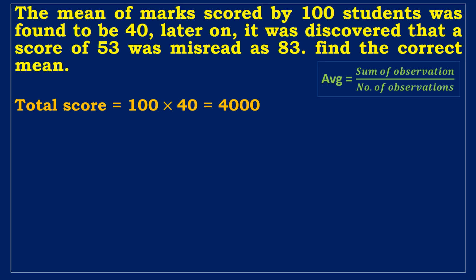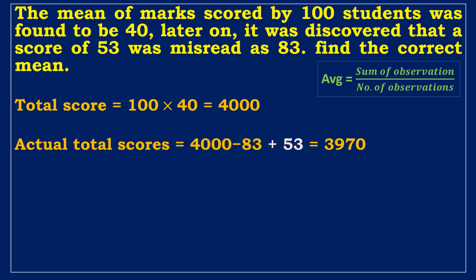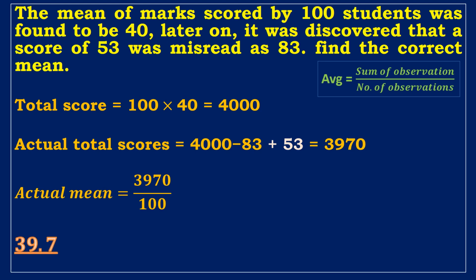First, we'll find the total of all the scores before the correction. The total score is 40 into 100, which is 4,000. Next, we'll subtract the incorrect score of 83 from the total and add the correct score of 53: 4,000 minus 83 plus 53 equals 3,970. Finally, we'll divide that number by the number of students to find the new mean. 3,970 divided by 100 becomes 39.7. So, the correct average is 39.7.